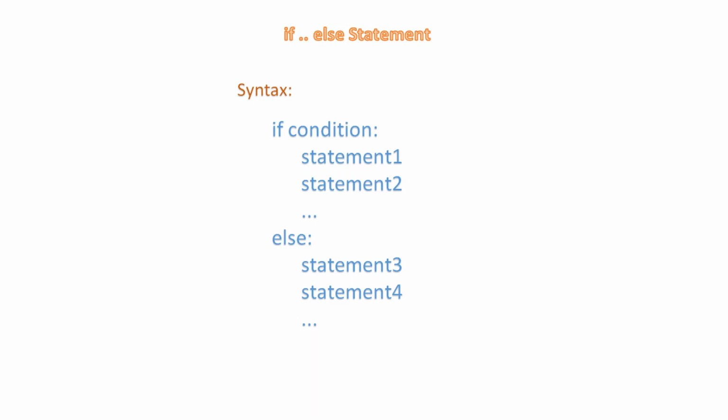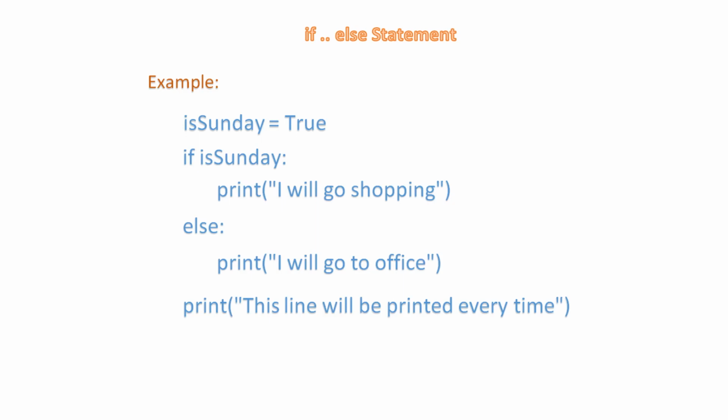This is the syntax of the if else statement. There is a block of statements also for the else statement. Else is also followed by a colon. This is an example for the if else statement. If isSunday is equal to true, then it will print I will go shopping and exits the if block. And if isSunday is equal to false, then it will print I will go to office and exits the else block.